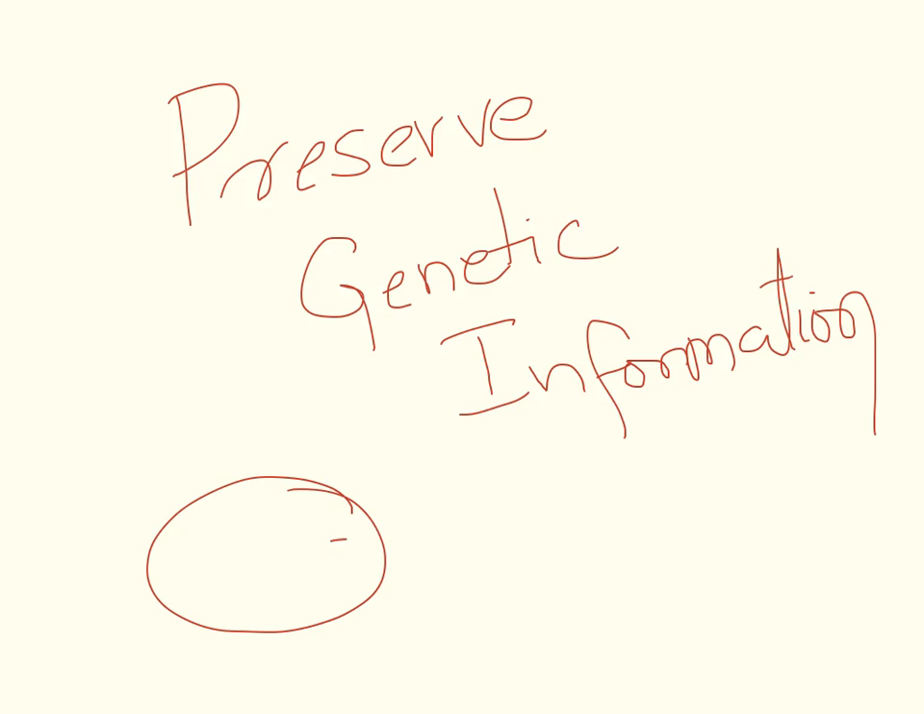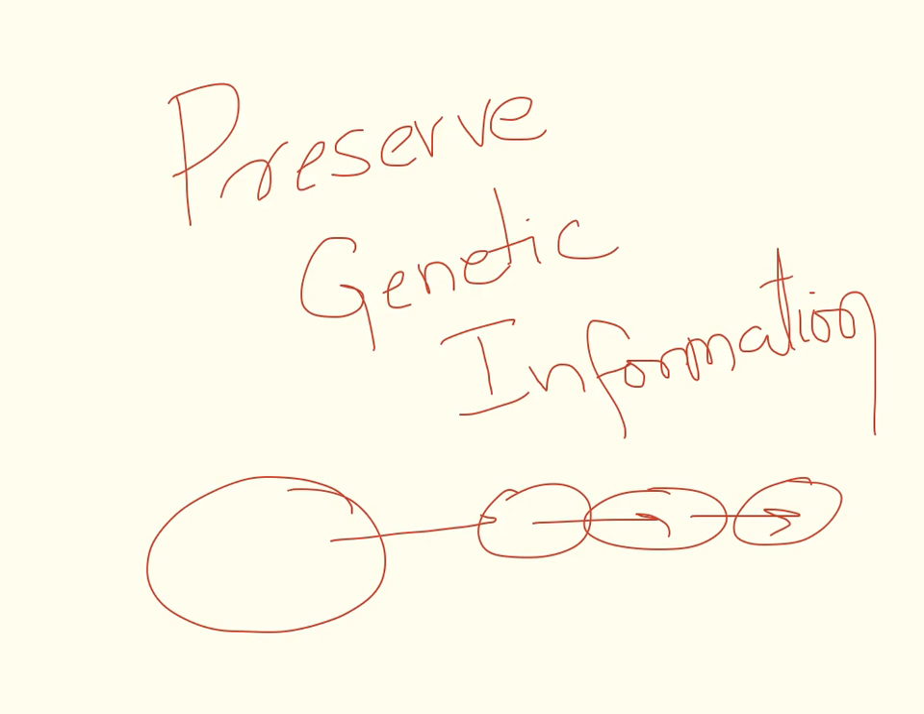So one cell divides, reproduces, right? So genetic information passes on from the parent cell to the daughter cells, and they receive the genetic information from the previous cells. So the genetic information passes on, and the passing of this genetic information is the function of DNA.